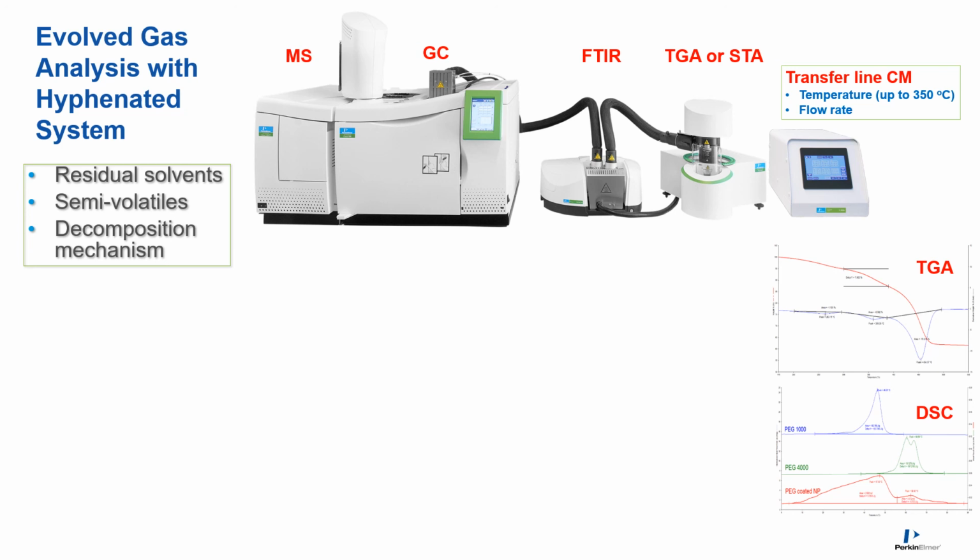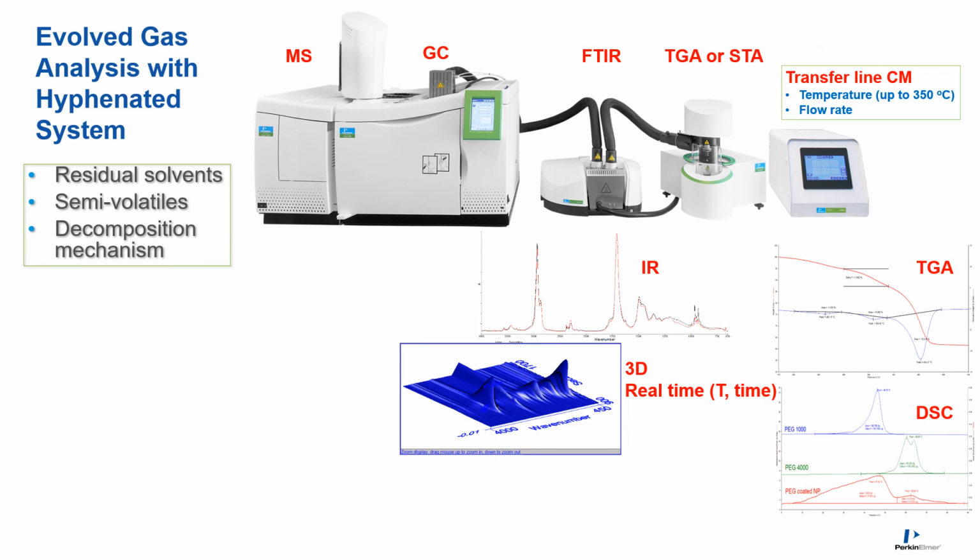A transfer line is needed not only to keep the gases hot, so no condensation along the transfer line, but also for precise control of the flow rate, which is critical for real-time analysis. Using FTIR, we probe the molecule structure based on the absorption bands of the different molecule bonds in the evolved gases. A 3D plot is available to show the real-time gas evolving as a function of temperature or time. You can even use principal component analysis to differentiate closely related materials.